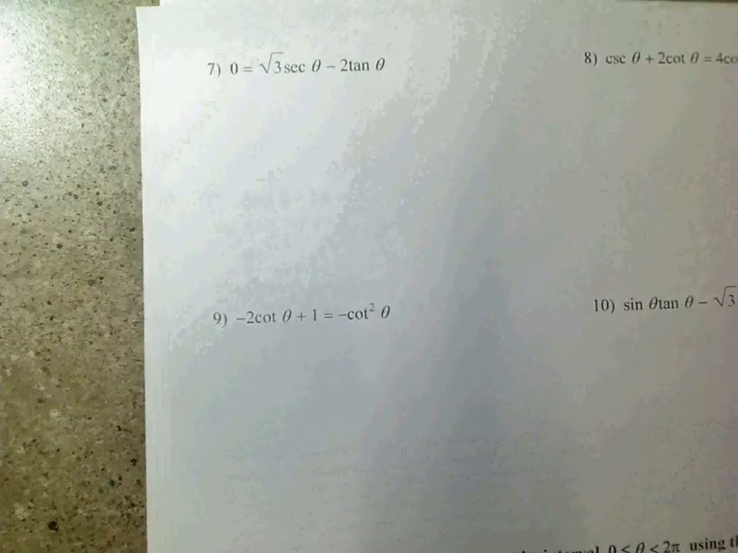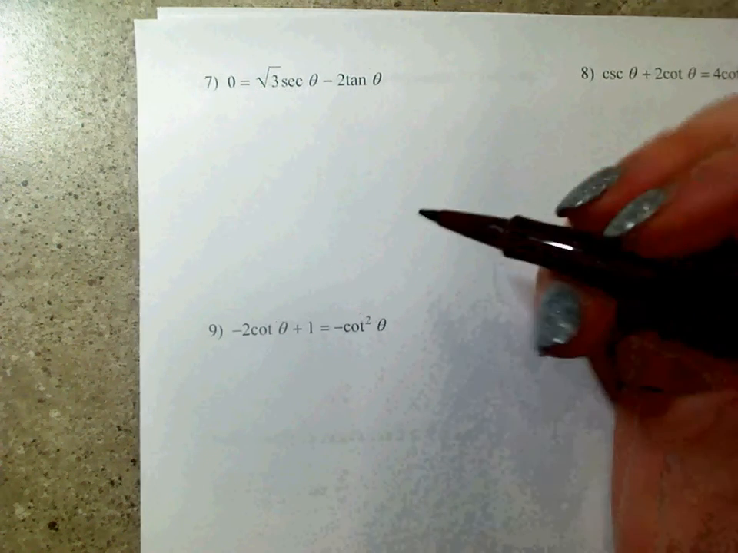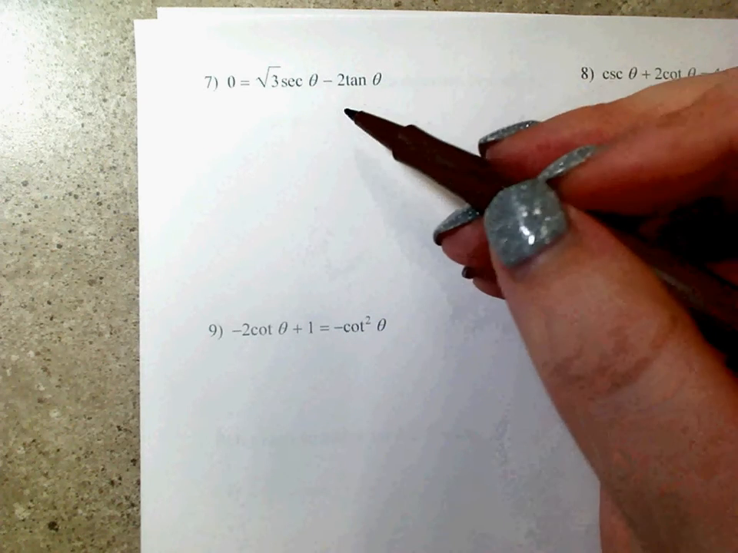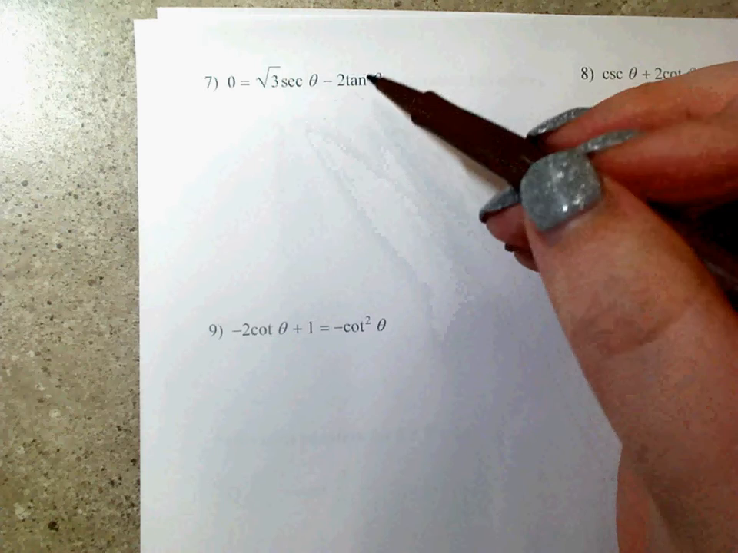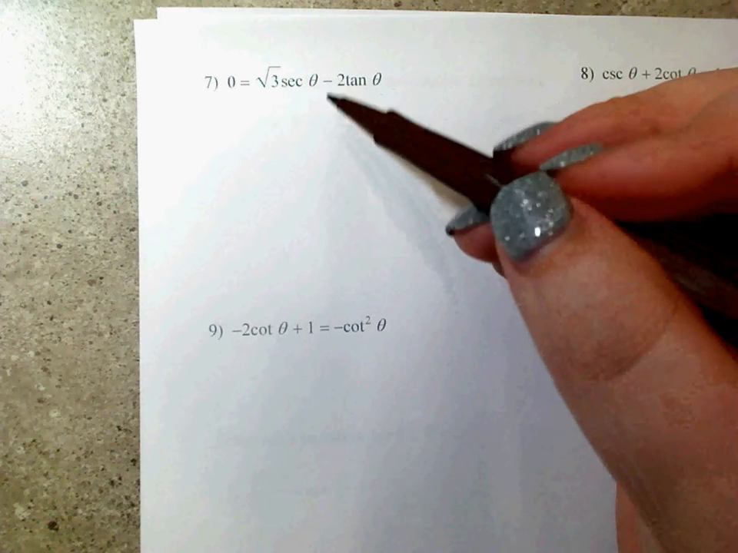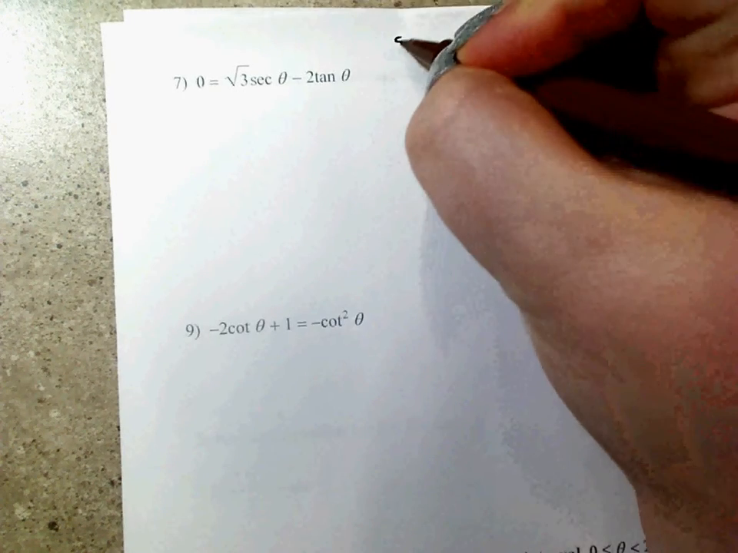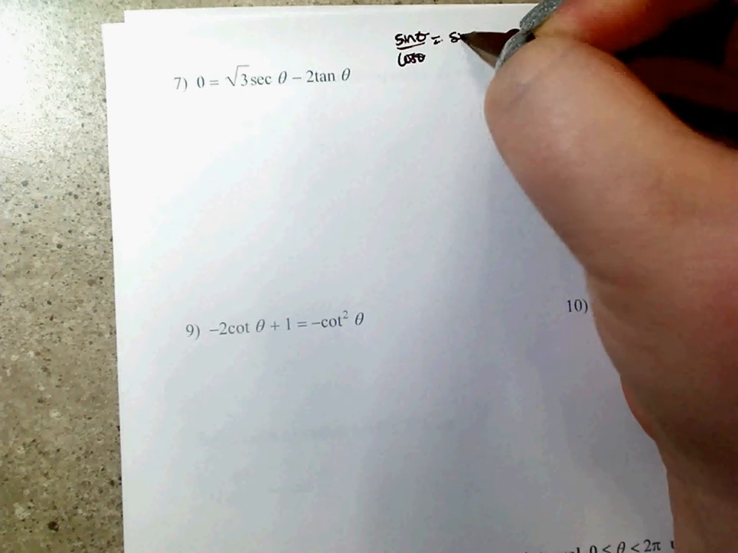Number 7 is interesting because it's got secant, it's got tangent. Neither one of those are the same function, nor are they squared, meaning I can replace them. But what I can do is think about this. Secant is 1 over cosine. Tangent is sine over cosine. They both have something over cosine, right? Meaning tangent, which is sine over cosine, is equivalent to saying sine times secant.